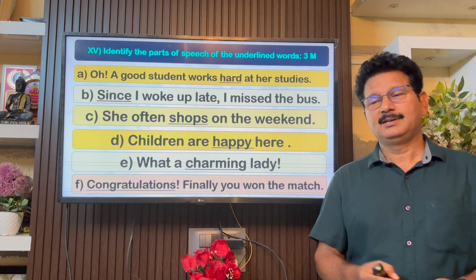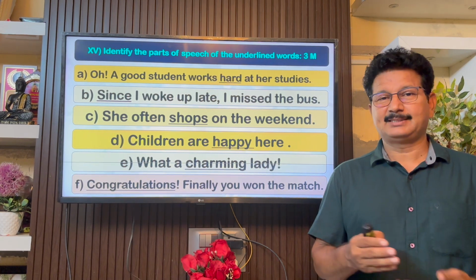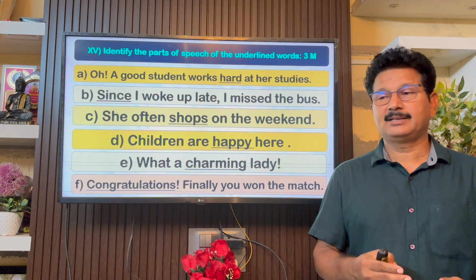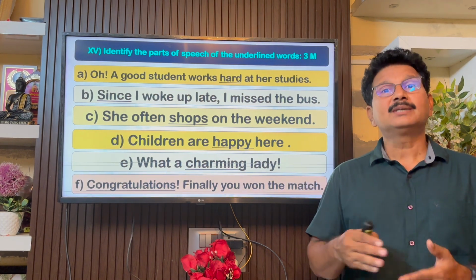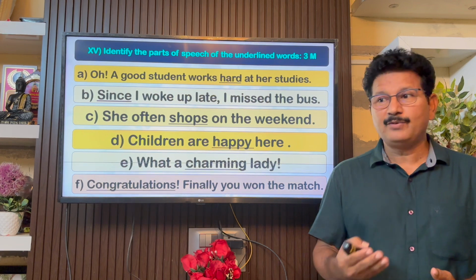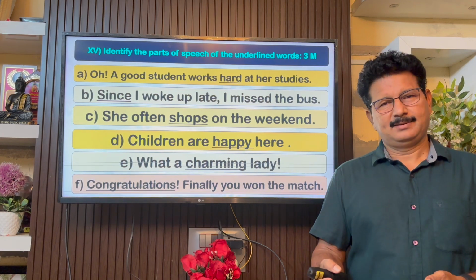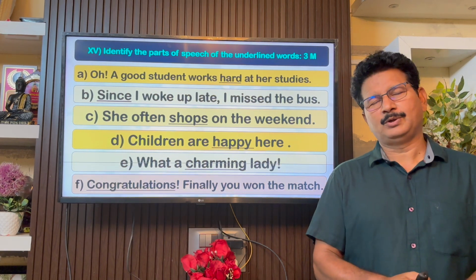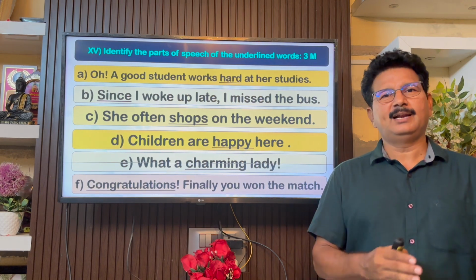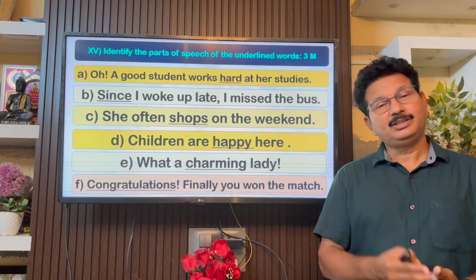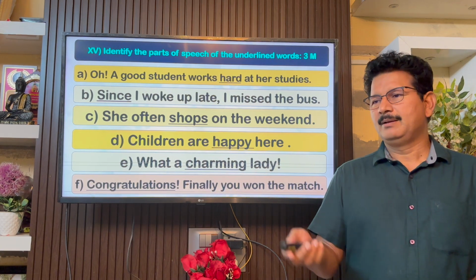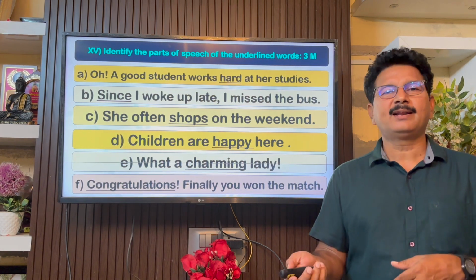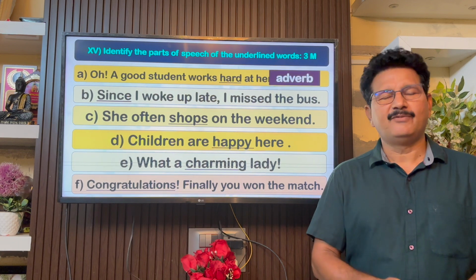And works is a verb. It tells about action. And the next one is hard. How does he work? Works hard. That is an adverb. And at is a preposition. And is a conjunction, and then she is a pronoun. So this is how you can do it. For the first one, works hard, it's all about adverb.